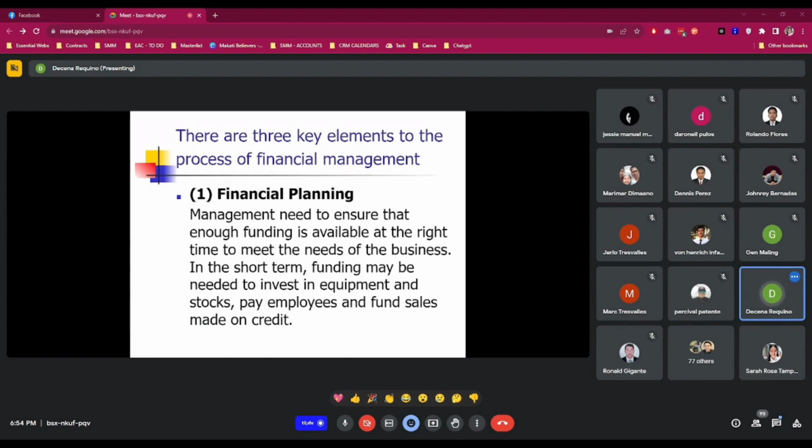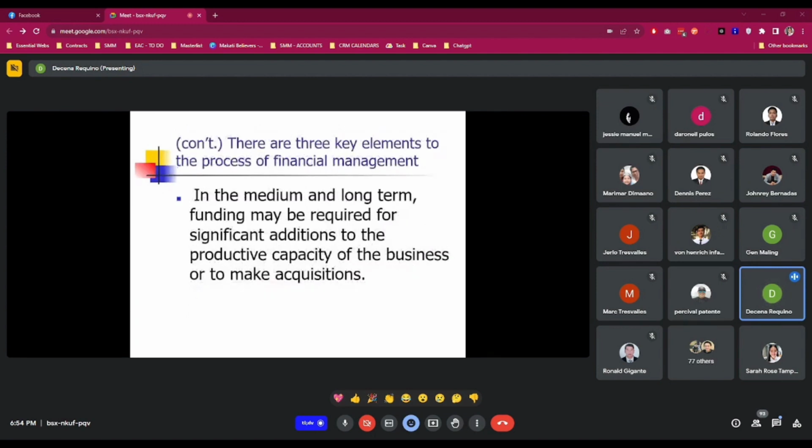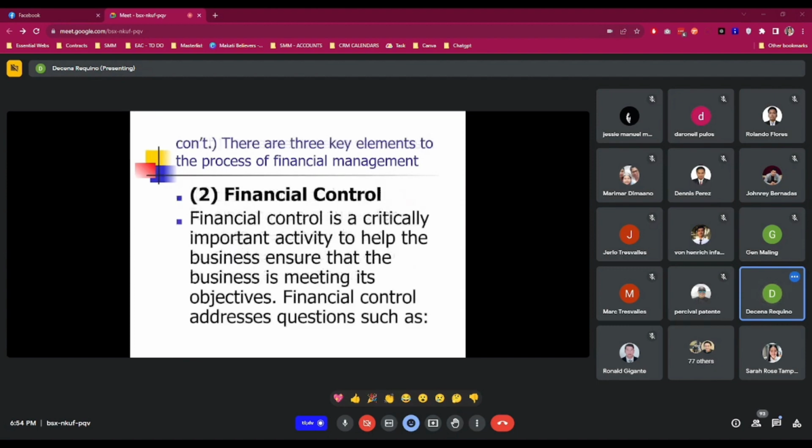Una, yung financial planning. Financial planning, management need to ensure that enough funding is available at the right time to meet the needs of the business. In the short term, funding may be needed to invest in equipment and stocks, pay employees, and fund sales made on credit. In the medium and long term, funding may be required for significant addition to the productive capacity of the business or to make acquisitions.